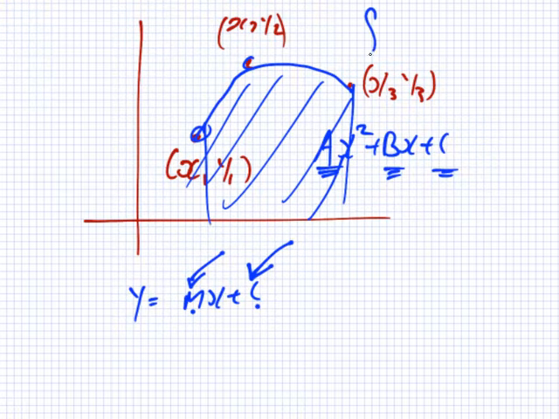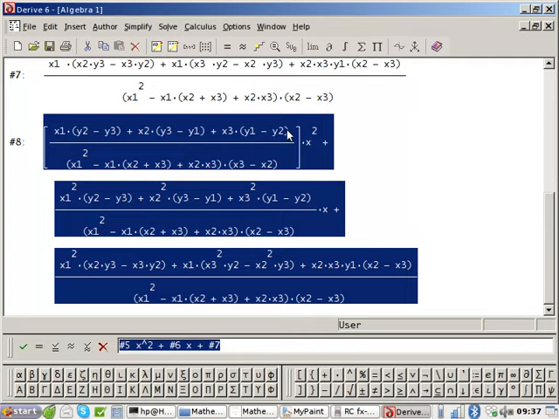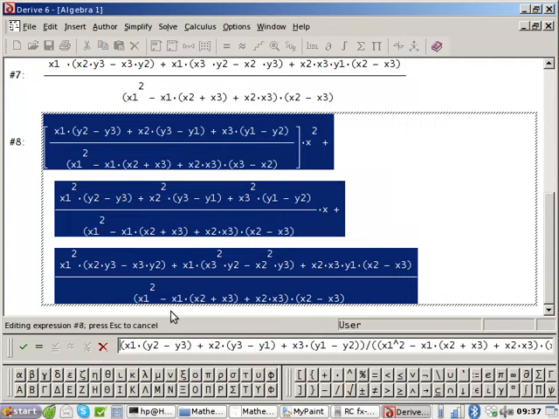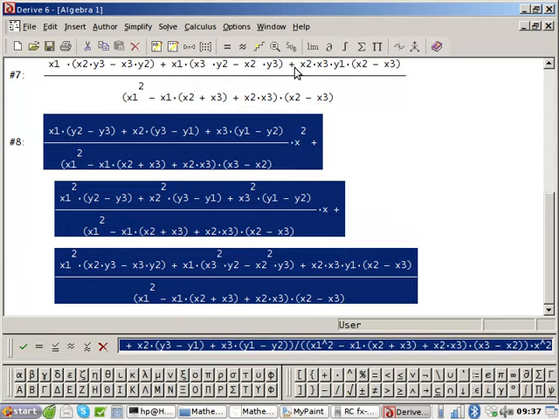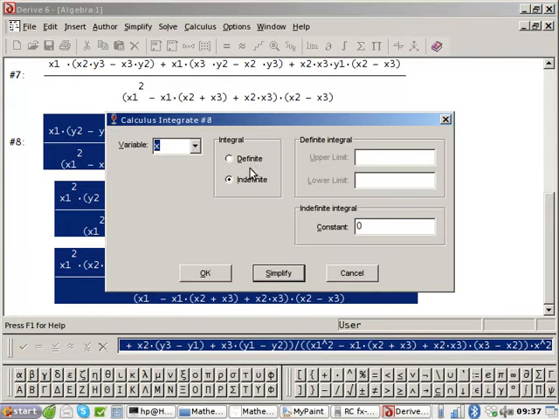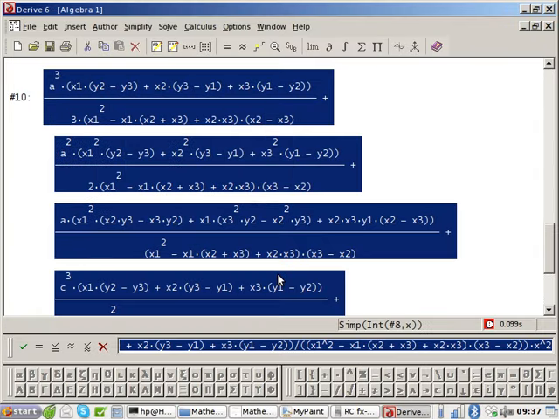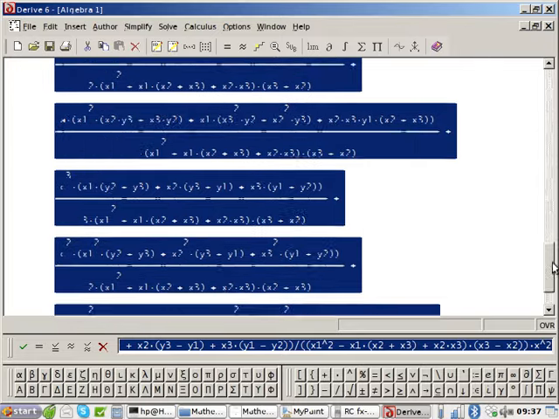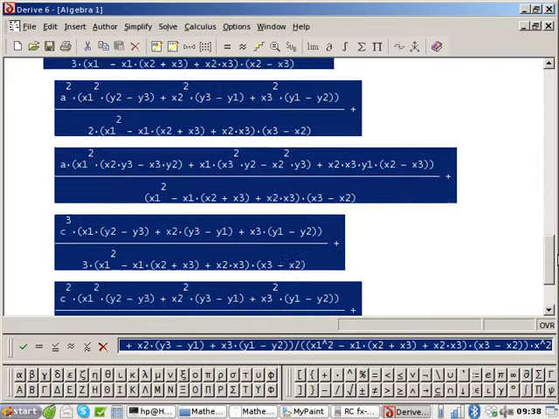So now that I have my quadratic, I can integrate it, and then I should get a formula for the area here. So let me just clean this up a little bit. Right, so we're integrating from A to C. Simplify. And we get this. Which I know looks quite a bit messy.